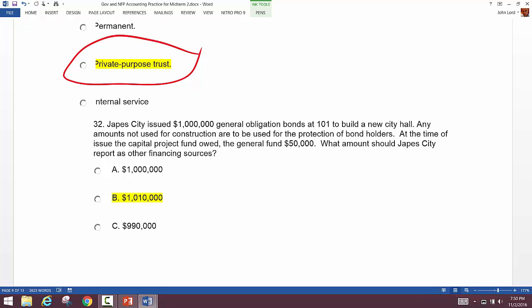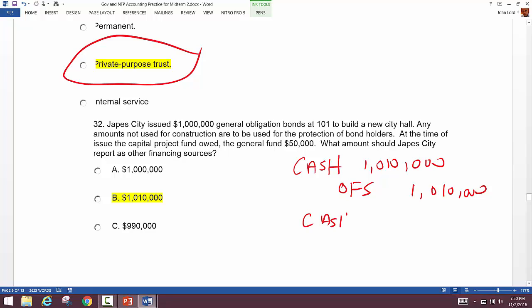I don't like this question anymore because there are two options, aren't there? Remember we talked about that? You could take the whole amount of cash, $1,010,000, because they issued it at a premium, 101. And you could set that whole amount up as another financing source, couldn't you? $1,010,000. Or you could do what?